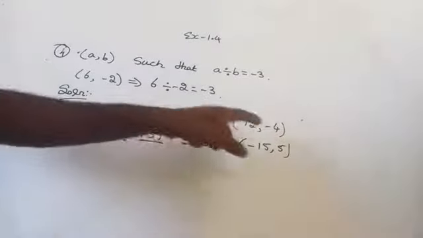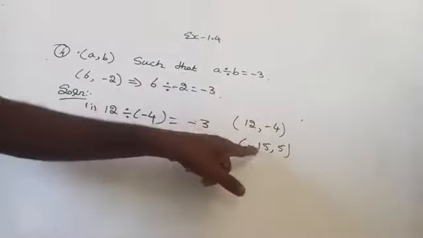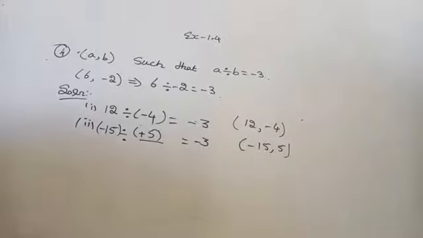When we divide 12 by minus 4, we will get minus 3. Minus 15 divided by 5 is minus 3. Am I right here? Yes.